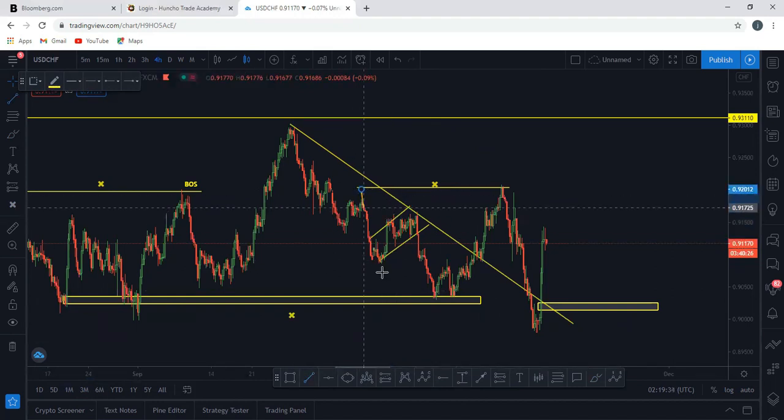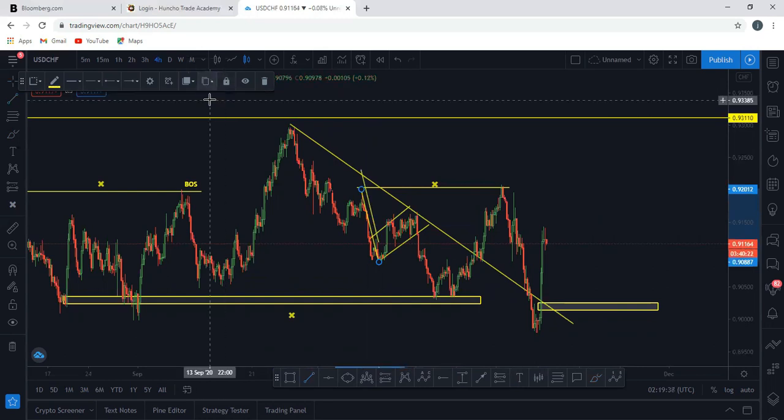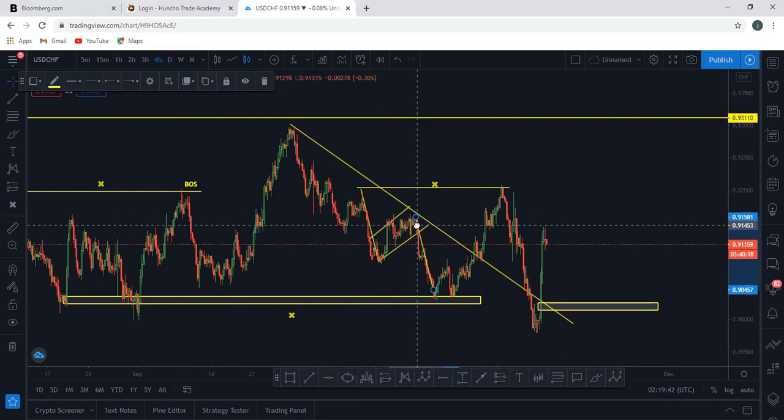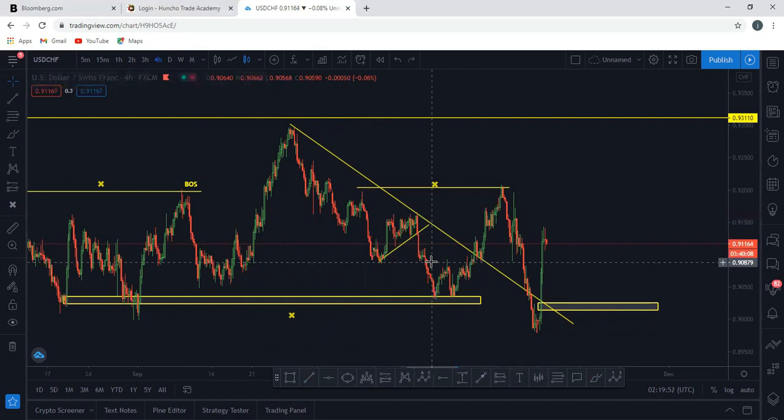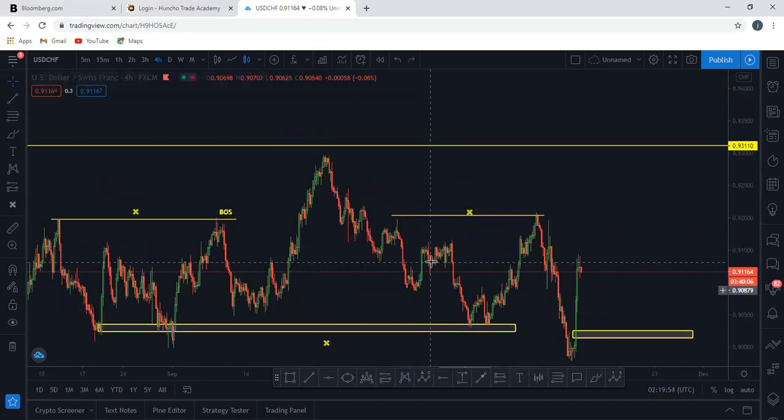You don't have to ignore the first impulsive move, just clone it. Don't neglect the first impulsive move because price will move exactly the same length as the first impulsive move or just a little bit more than that. You understand? So don't get trapped. This is the kind of move you see. So let me show you another example on data.